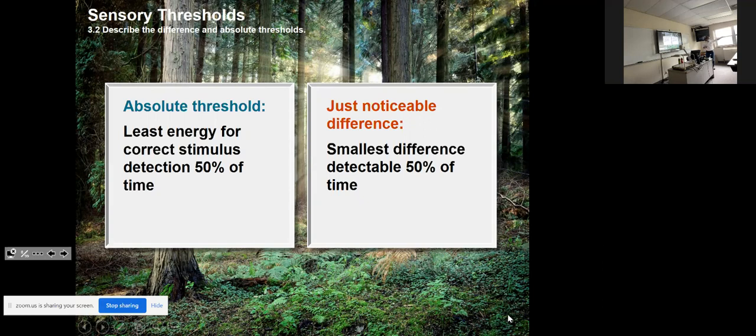Maybe. It really depends. It might depend on humidity. It might depend on how big the candle is or how big the flame is. It might depend on how well adapted you are to the darkness. That might produce something you can detect. Okay, as they move that closer, and you say, "Hey, now I can see that," and then they keep doing it at that distance, and you respond 50% of the time, that would be absolute threshold. Okay. So, just noticeable difference.